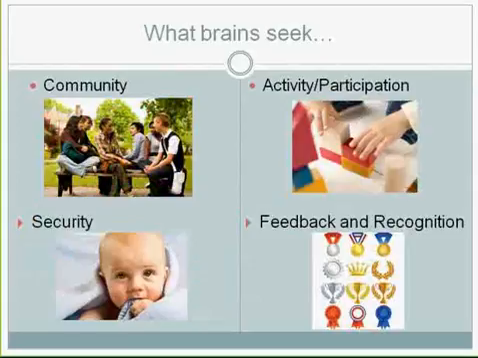And then the last 4 parts about what our brains are always seeking. Our brains like community. We like to feel part of an experience. We like to feel part of a classroom setting. We like to be active and participate. We don't like to just sit there and not be part of the group. We love security, and I love that picture of the baby in a blanket. I wish that I had that blanket wrapped around me a lot of the time.